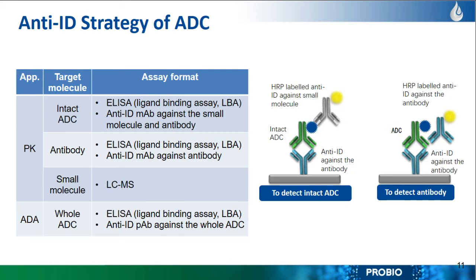Taking ADC as an example, if you want to detect intact drug, we recommend using anti-id against the small molecule paired with anti-id against the antibody carrier. But if you want to measure the level of an antibody, no matter whether it's intact or not, anti-id against the antibody carrier will do the job. If you are only measuring the level of small molecules, LC-MS is a better way.